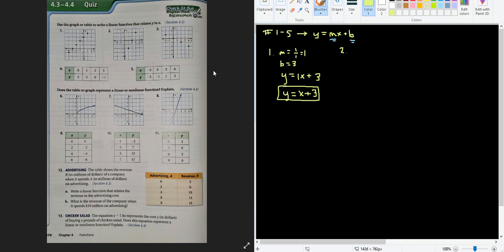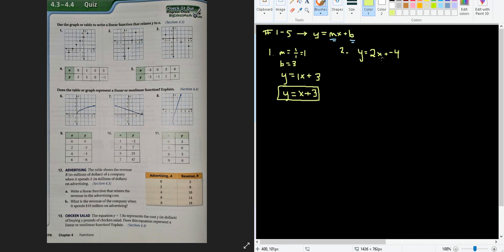Number 2, very similar here. Rise over run, we're going up 2, right 1. So my slope, my m, is 2 over 1, which equals 2. So for number 2, y equals my slope, 2 times x, plus b. On this one, (0, negative 4) is my y-intercept, so I'm going to say plus negative 4.